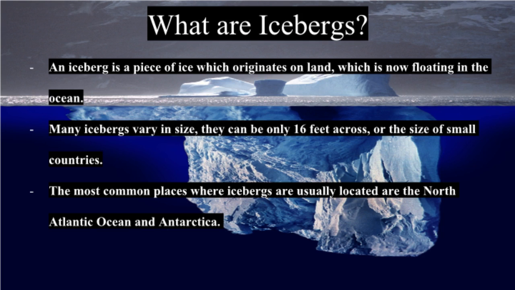There's also a common misconception that icebergs are massive, however they all do vary in sizes and shapes. Some icebergs can only be about 16 feet apart, when others can surprisingly be about the size of small countries. If you want to find an iceberg and see it with your own eyes, they usually only form in the North Atlantic Ocean and the cold waters near Antarctica.